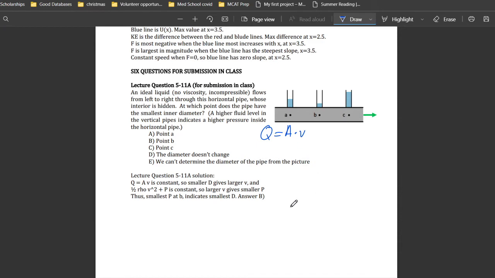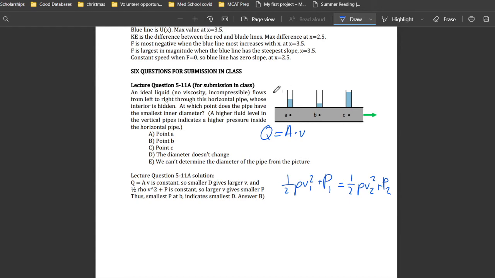So pulling up the Bernoulli equation one more time, we know that at least within the horizontal pipe, the height is not changing. So let's only consider 1/2 rho V squared 1 plus pressure 1 equals 1/2 rho V squared 2 plus pressure 2, okay? So, as we stated, a higher fluid in the vertical pipe indicates a higher pressure.